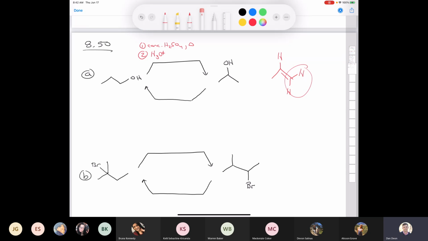Right, this molecule is so small, you only have one regioisomer whenever you treat it with sulfuric acid. Okay, cool. All right, good. All right, so that's that one.